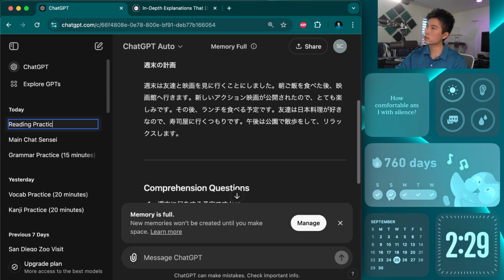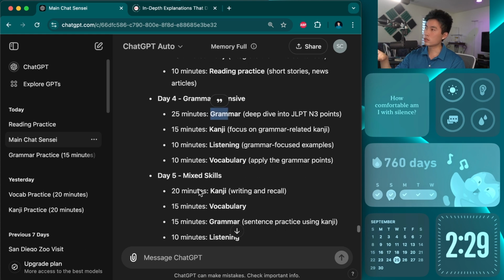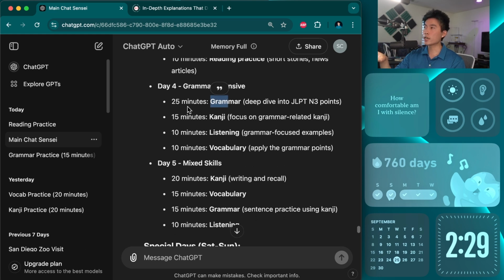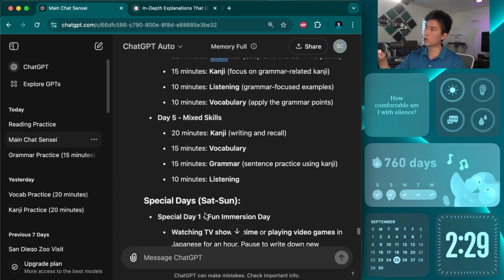Reading practice. Okay. Grammar intensive, 25 minutes for grammar. So it's just changing up the time. It's just suggesting different stuff. Kanji, listening, vocab. Yeah, it's just varying up the time, which is fine. I think I'll naturally do that myself. Mixed skills, kanji, vocab, grammar, listening.